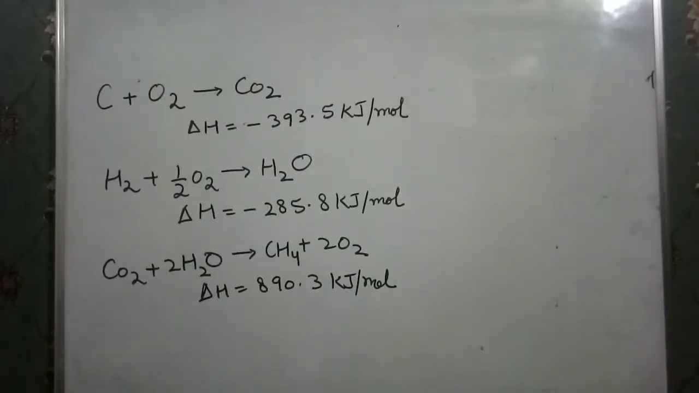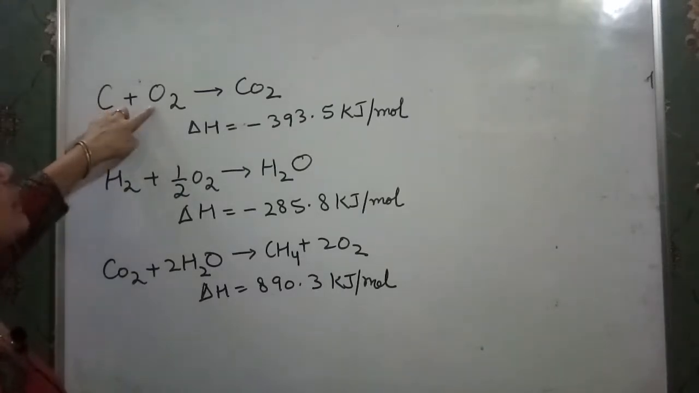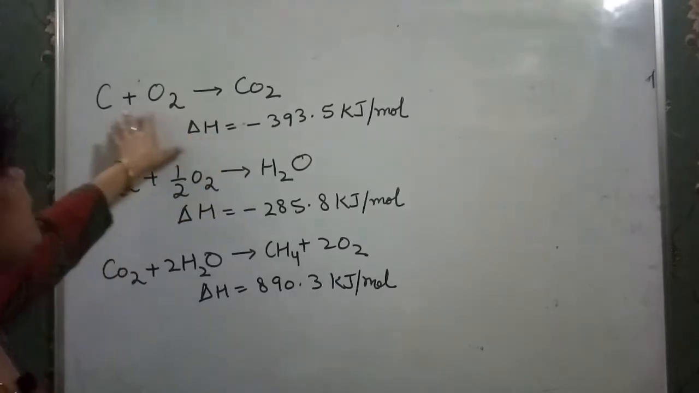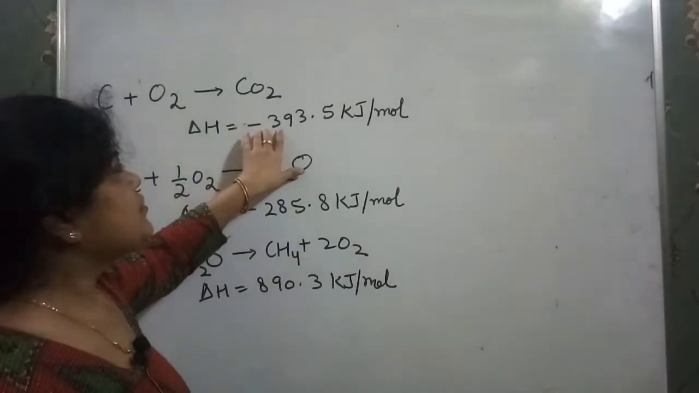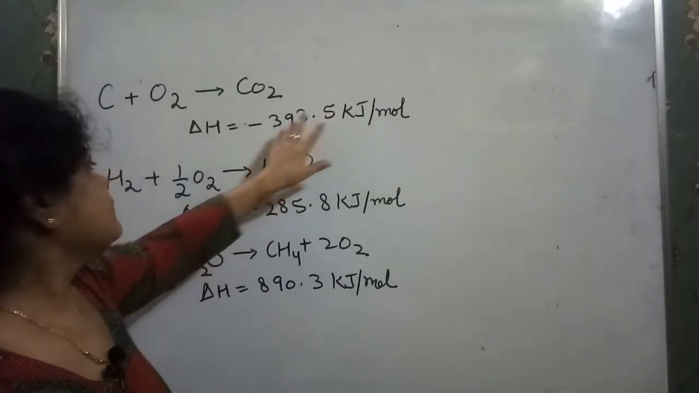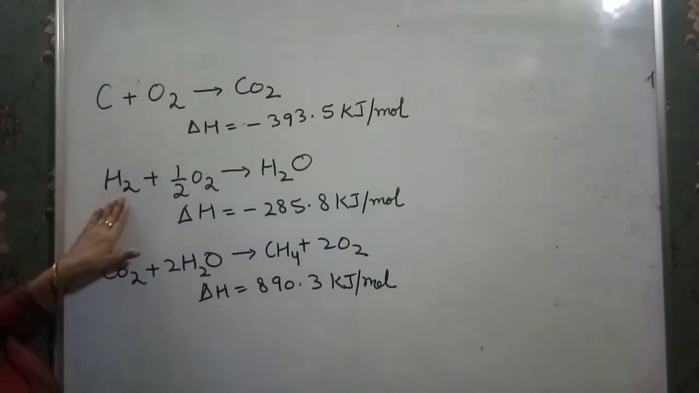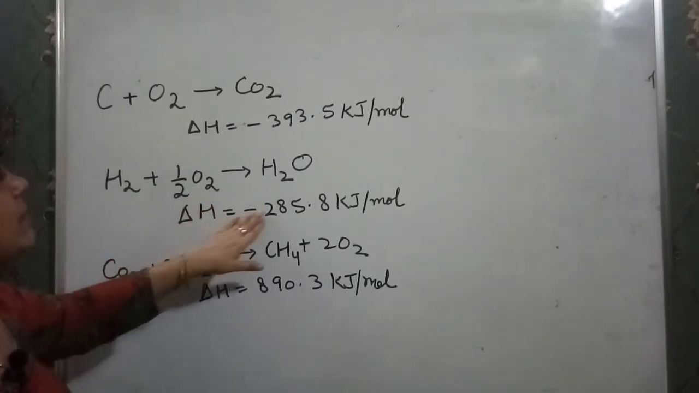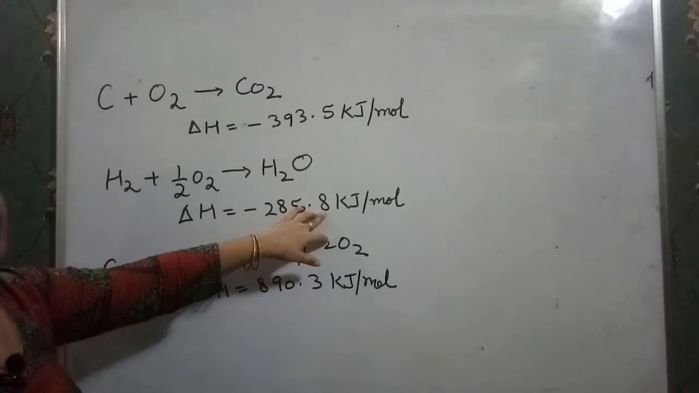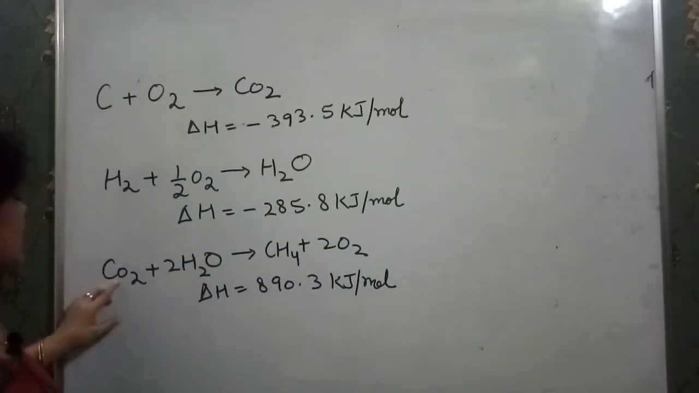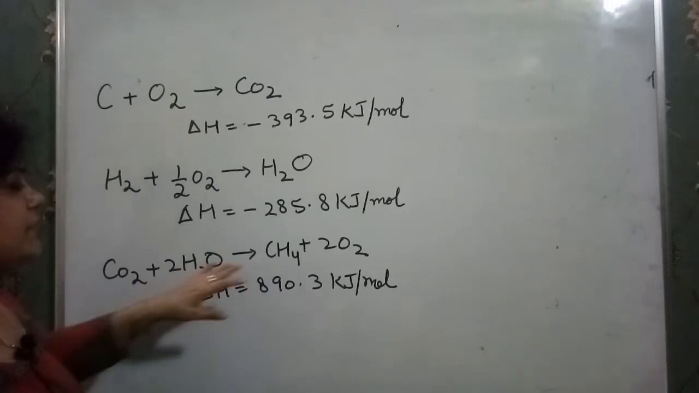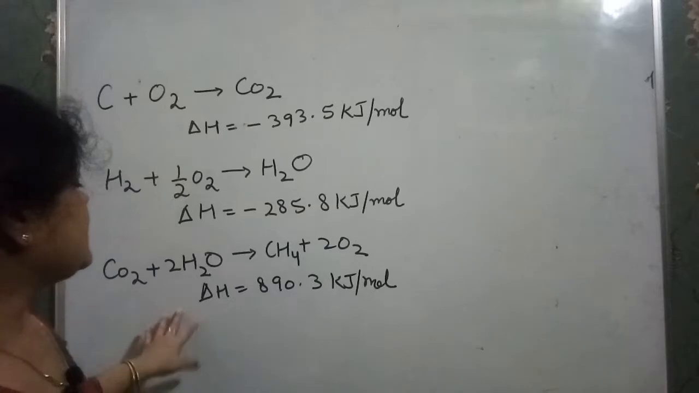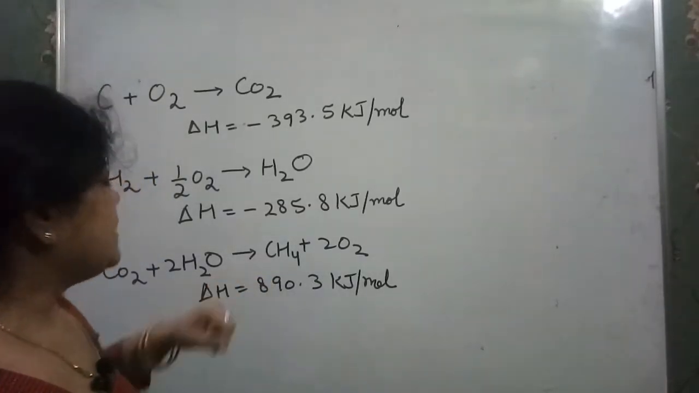Now see the question on your blackboard. C plus O2 converts into carbon dioxide, and the enthalpy, that is, the energy involved during this reaction, is minus 393.5. Now the second equation: hydrogen plus half of oxygen forms water, and the heat evolved is minus 285.8. Now the next question: carbon dioxide and water give methane and oxygen, and you have to find the change in enthalpy for the formation of methane.